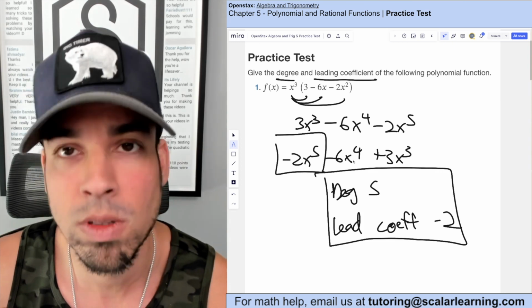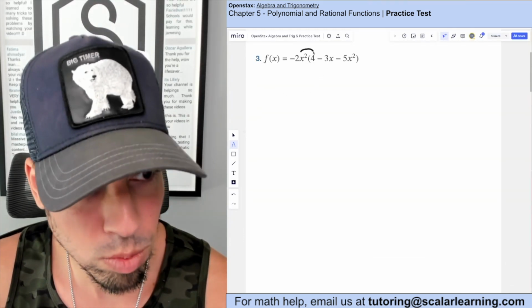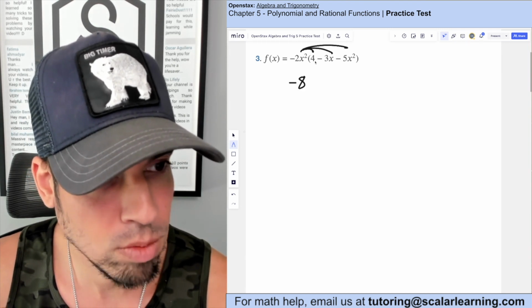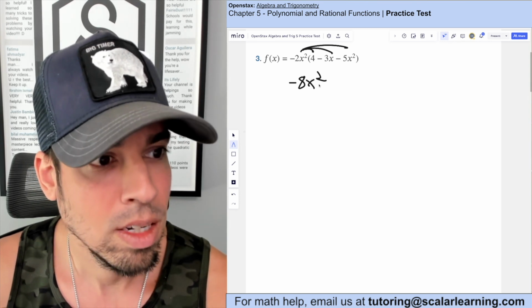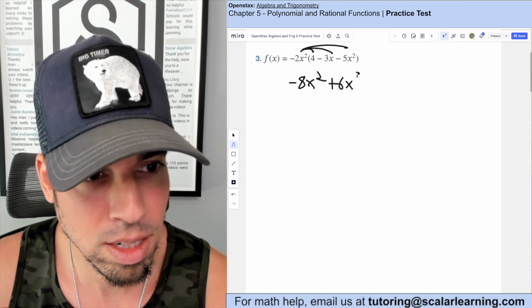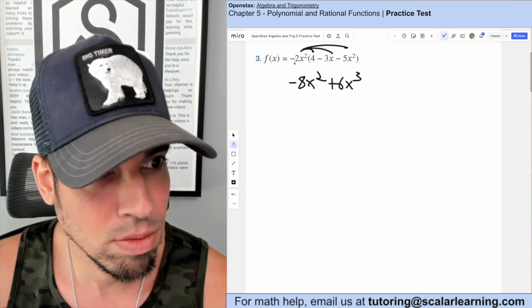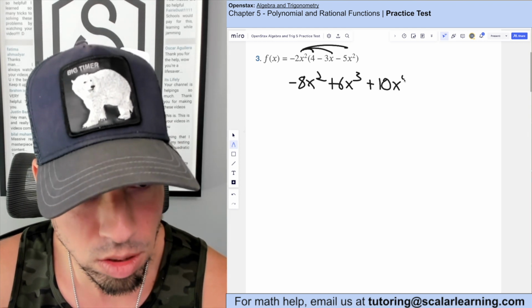5, negative 2, done. So for this one, when we're talking about the end behavior, the first thing I want to do is simplify. So I want to distribute this, and then I get negative 8, right? 4 times negative 2 is negative 8x squared. Negative 3x times that is positive 6, and then x cubed, right? X squared times x is x cubed. And then negative 5 times negative 2 is positive 10. X squared times x squared is x to the fourth.